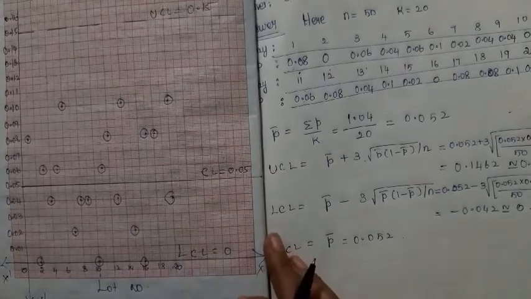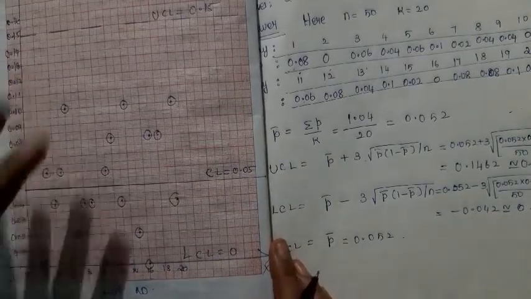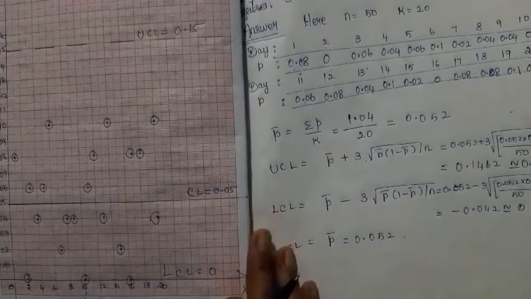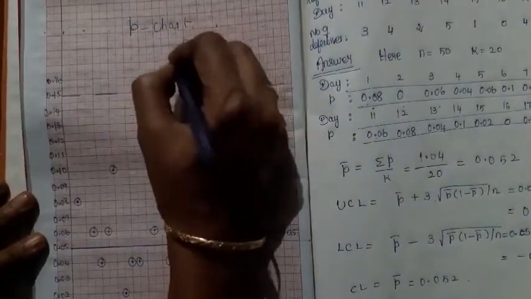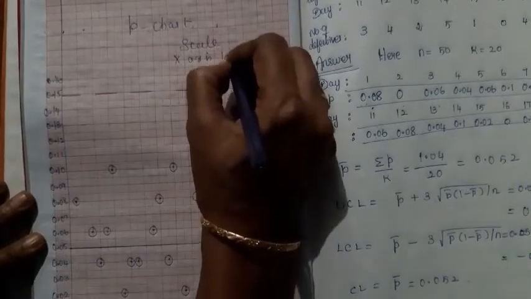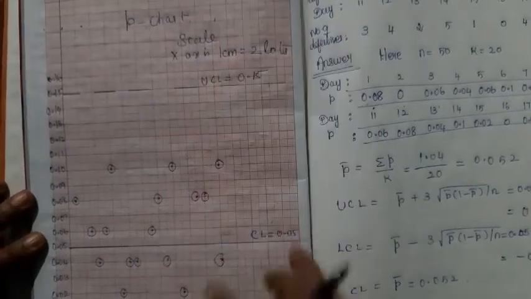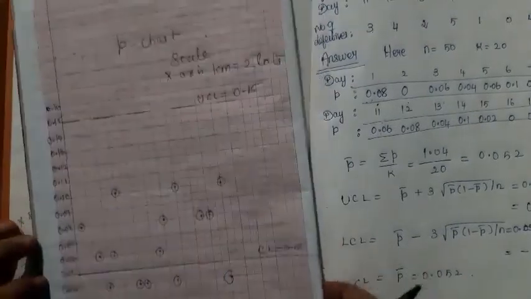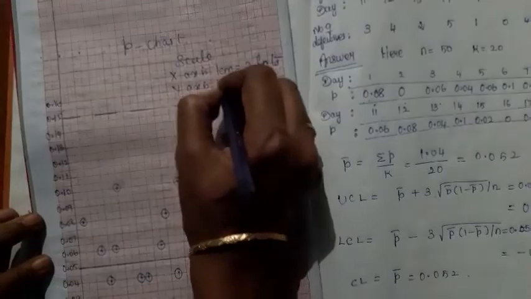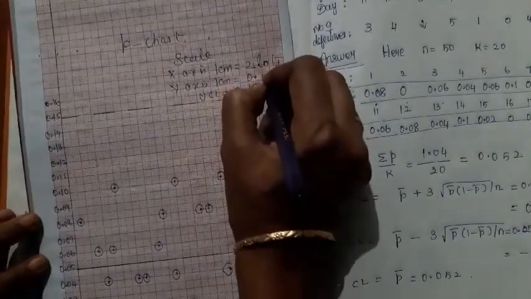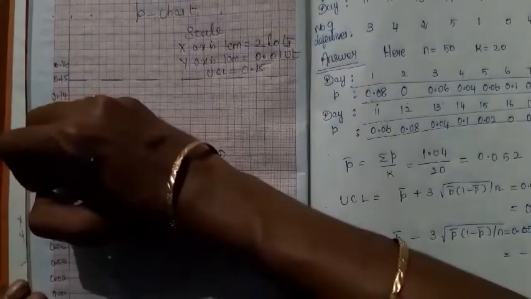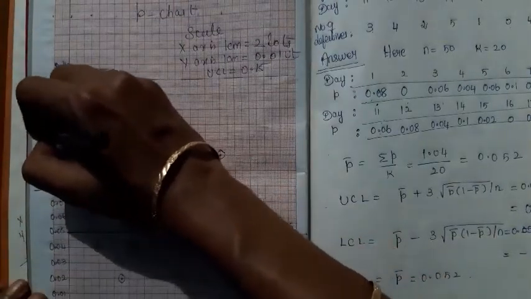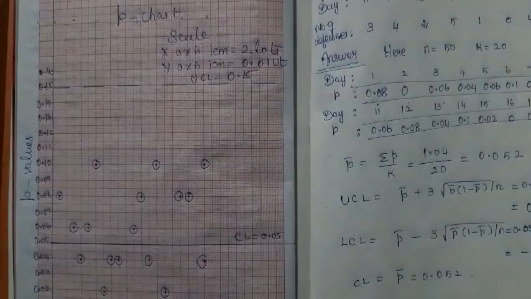Yes, clear? So, we have plotted all the values and we can see that all the points fall within the control limits. So, you can say that the process is in control. Let us write all the captions. This is the P chart and the scale is x-axis 1 centimeter equal to 2 lots, and y-axis 1 centimeter equal to 0.01 unit. Let us write here p values. We have plotted p values here, small p.